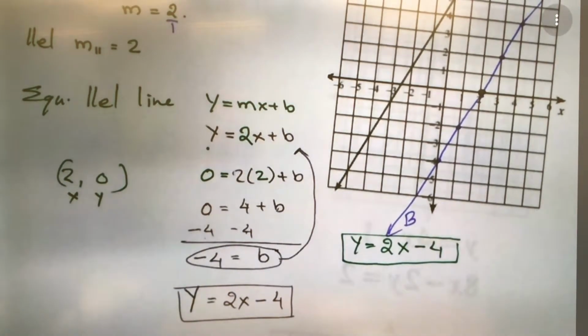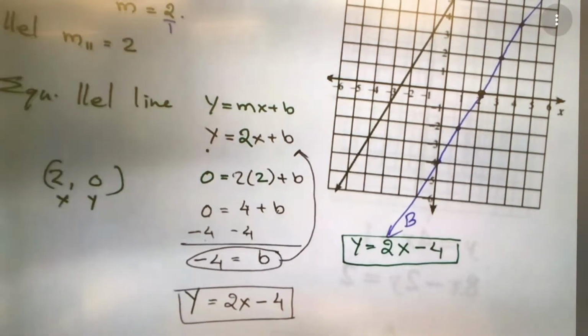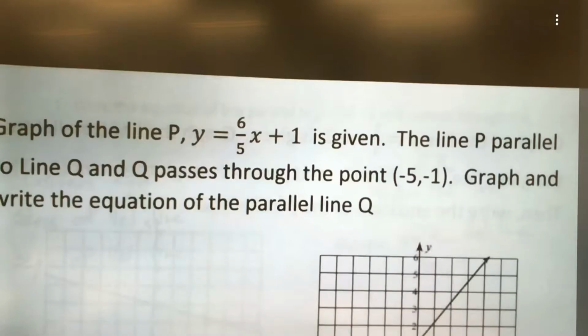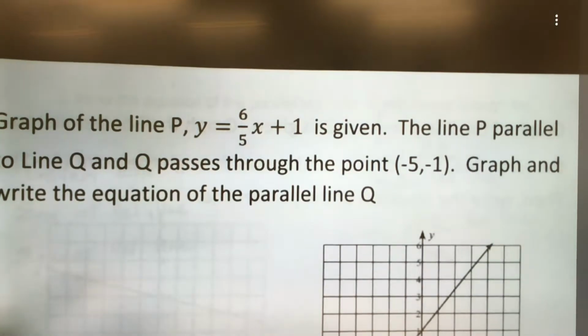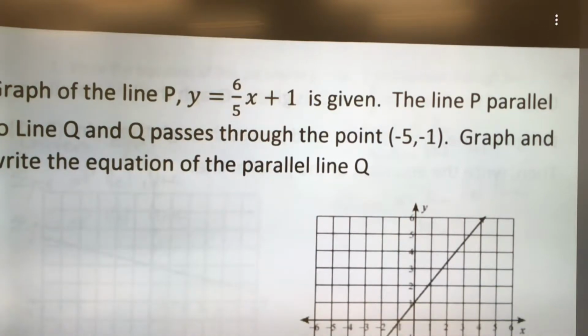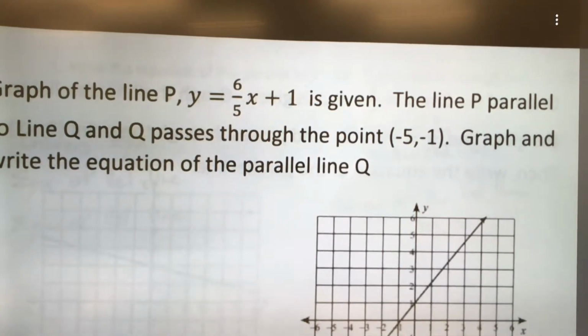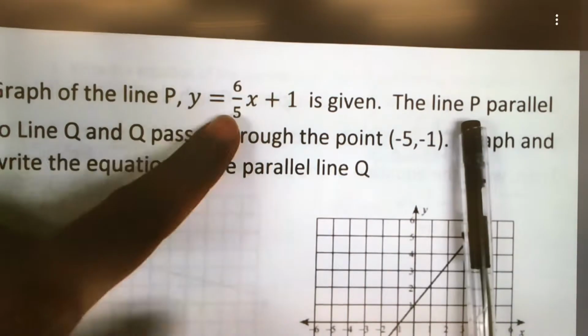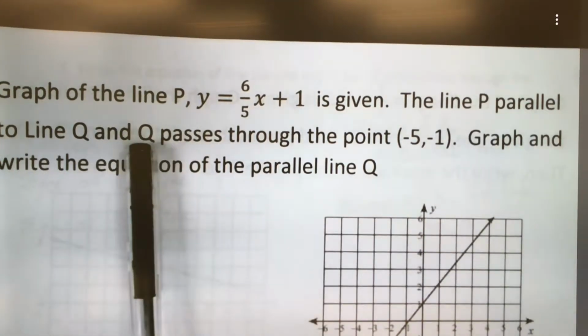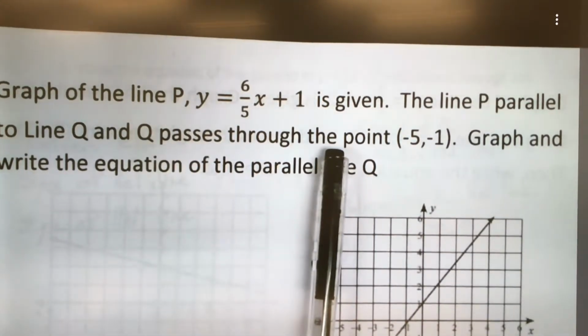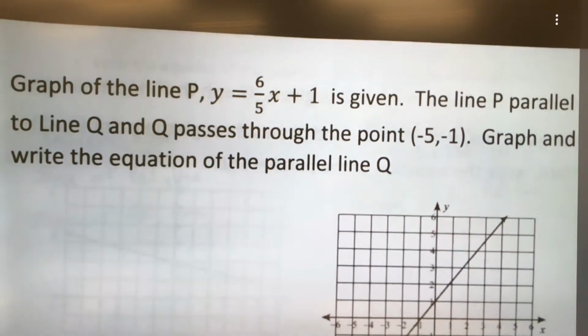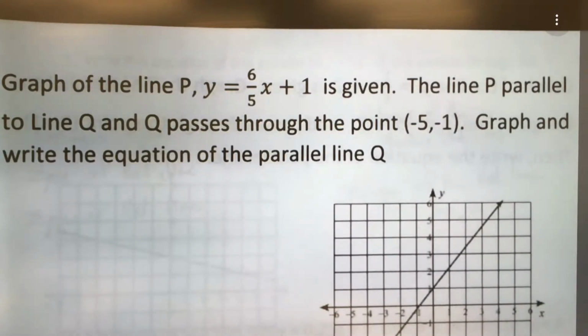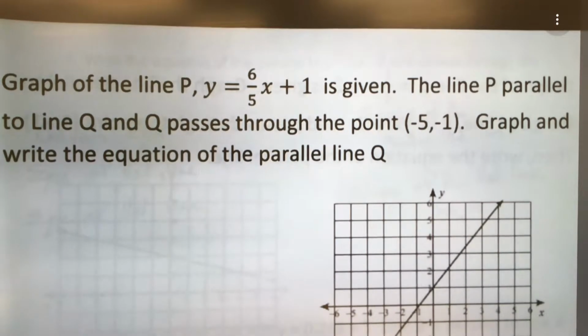Here is your next problem. The graph of the line is given: y equals 6 over 5 x plus 1. The line P, this line, is parallel to line Q. Q passes through the point (-5, -1). You need to find the equation of the parallel line Q. Please pause the video and follow the same steps as in the first question. Once you are done, come back.